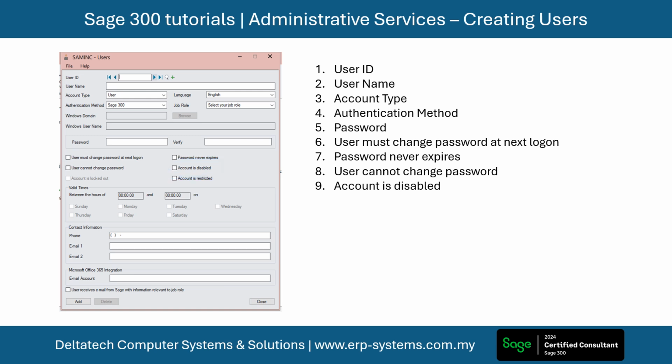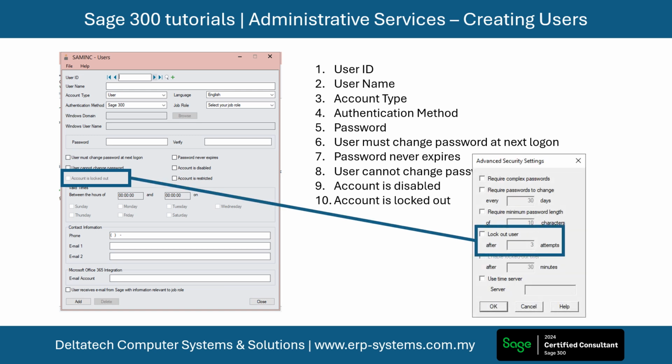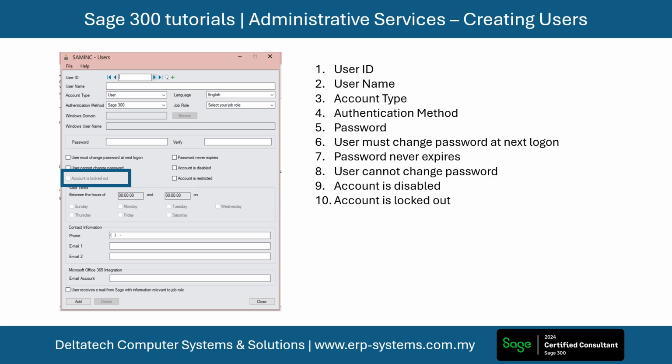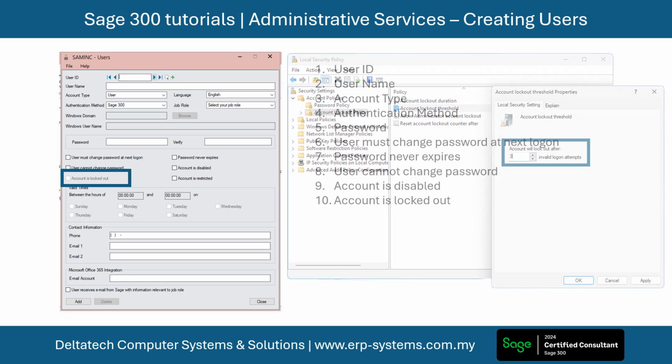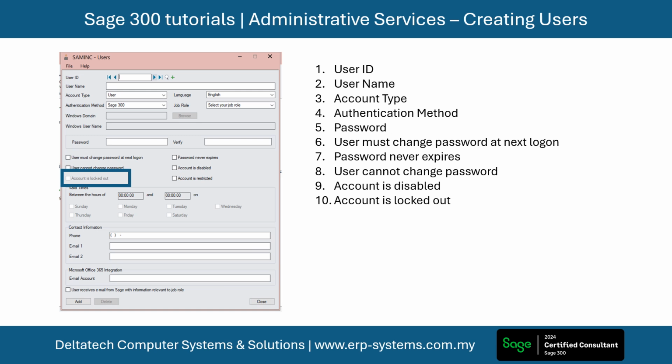The Account is Locked Out option becomes available when a user makes a certain number of unsuccessful attempts to sign in to Sage 300. The number of unsuccessful login attempts is set in Advanced Security Settings. In Sage 300 version 2024, this setting can be found at Account Policies, Account Lockout Policy, Account Lockout Threshold. If a user has been locked out, the administrator must clear the Account is Locked Out option to enable the user to access Sage again.